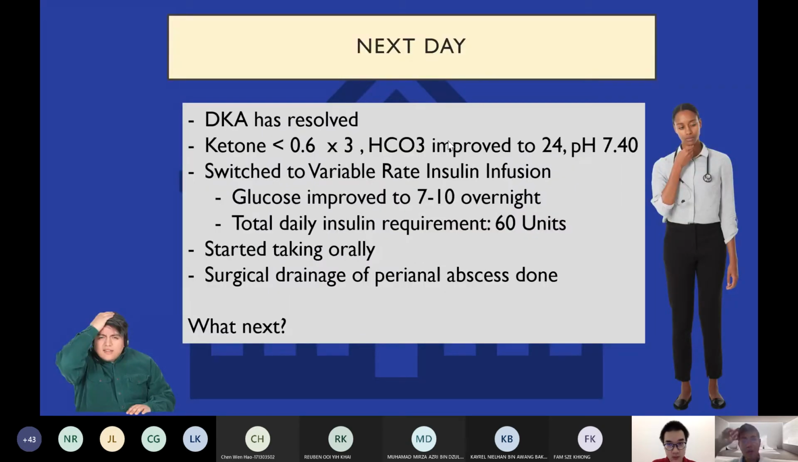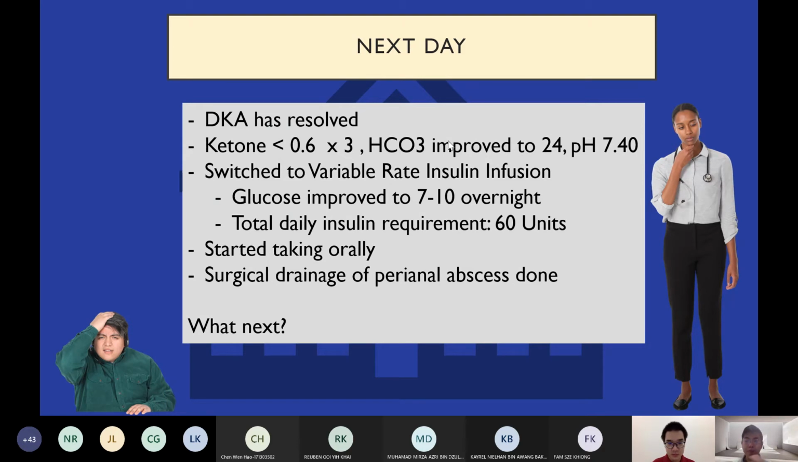Now moving on to your patient. His DKA has now resolved. His ketone is less than 0.6, three times. You managed to bring him out of DKA. The bicarb has improved back to normal at 24, pH is now 7.4. You switched his variable rate insulin infusion, and his glucose improved to 7 to 10 overnight. You calculated that overnight in total he required 60 units of insulin, and he started to take orally. He stopped vomiting, and our surgical colleagues have managed to do drainage of the perineal abscess.